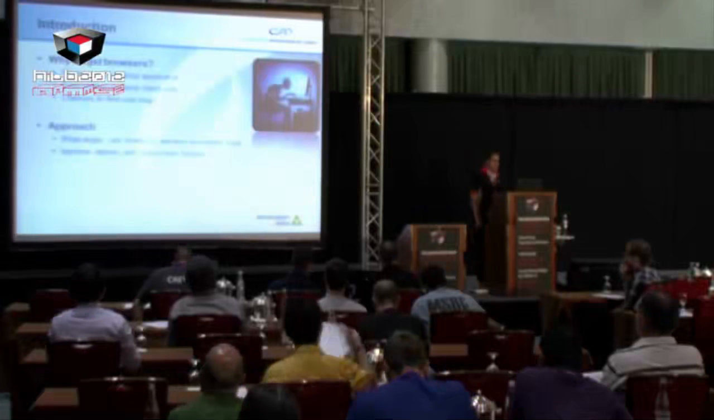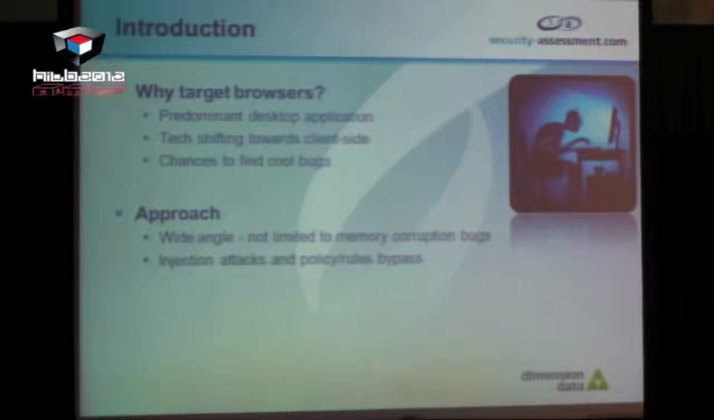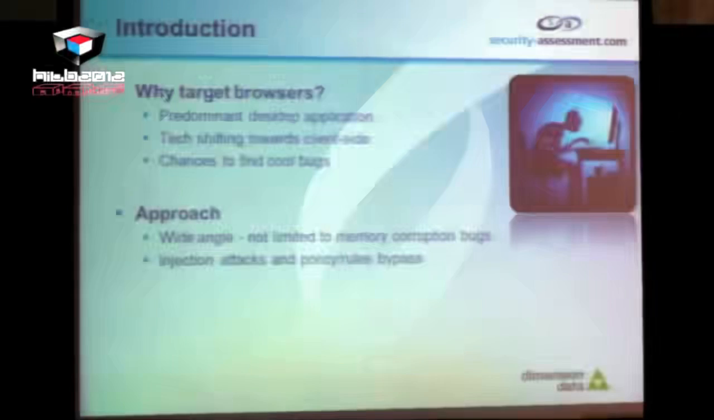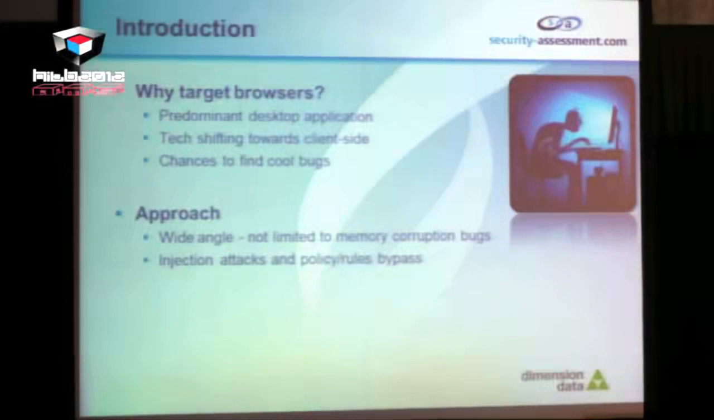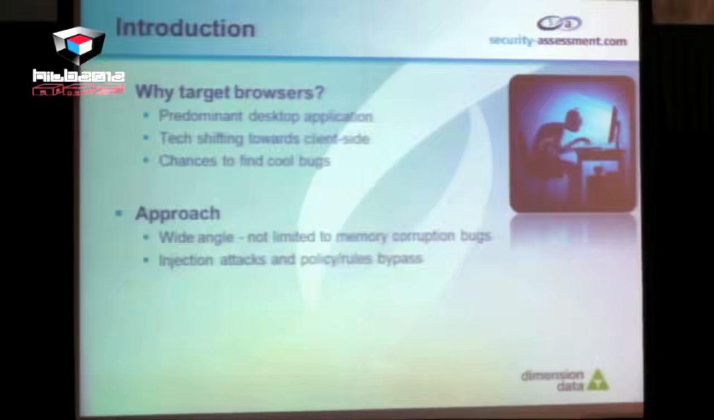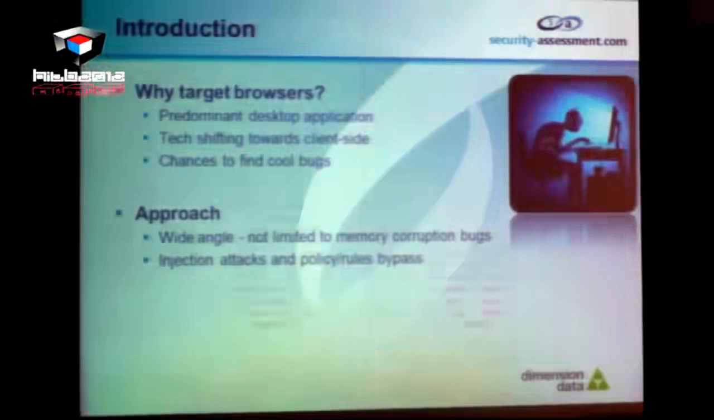So, a short introduction: why did we choose to target browsers? Well, it's mostly because everyone uses browsers, and there's a lot of technology shifting into the client side. Once you find a bug in a browser, that's a cool bug because it's affecting so many people. So we took a wide-angle approach. We didn't just focus on memory corruption bugs, but also other kinds of bugs, like injection attacks, and trying to defeat security controls in the browser, like same origin policy.